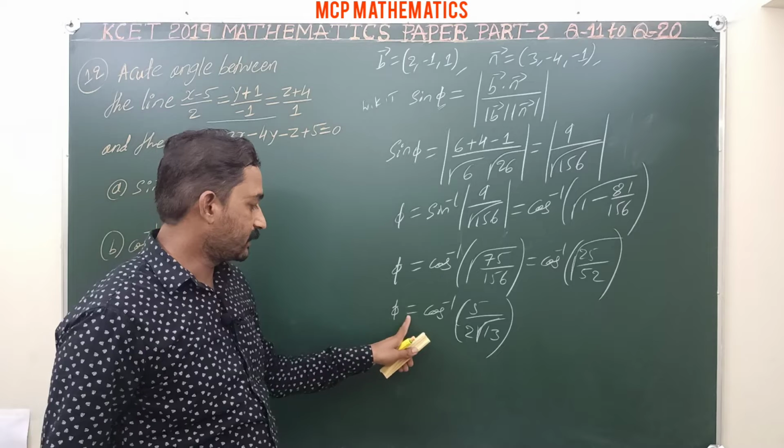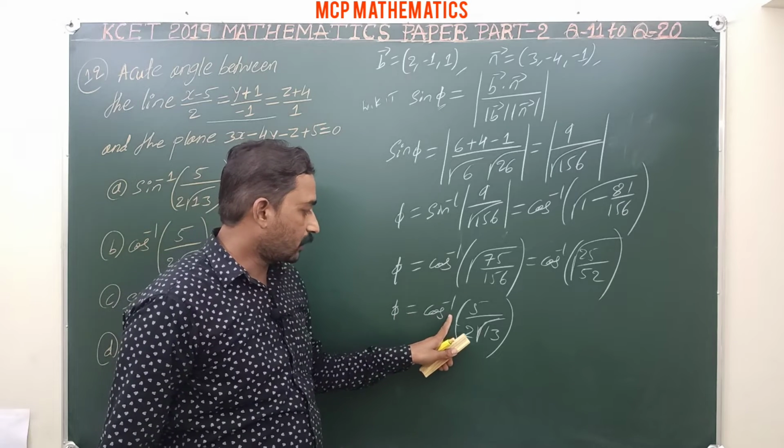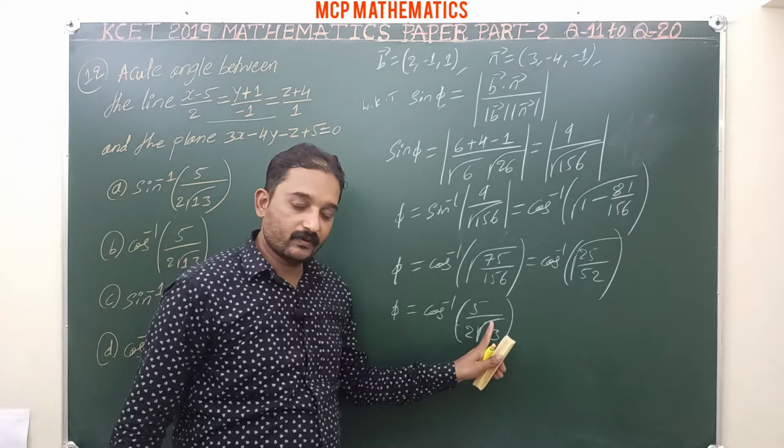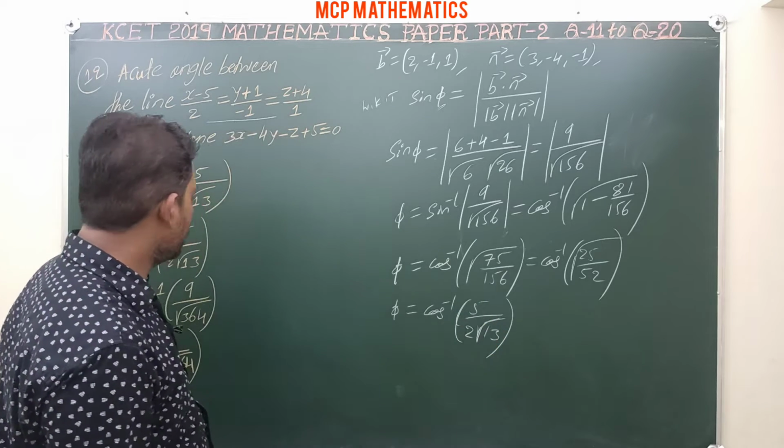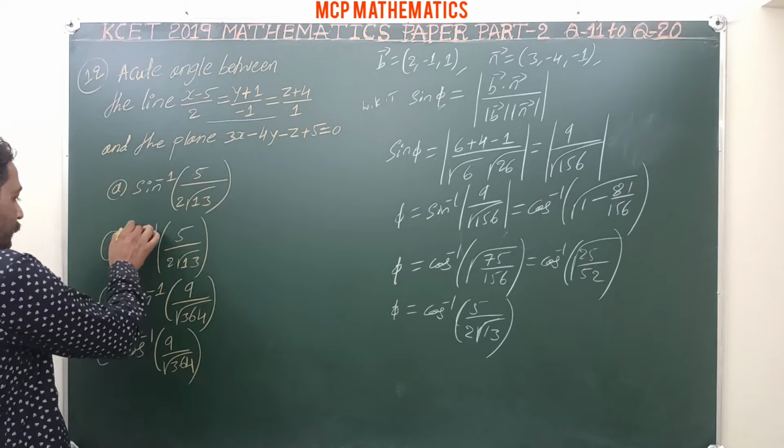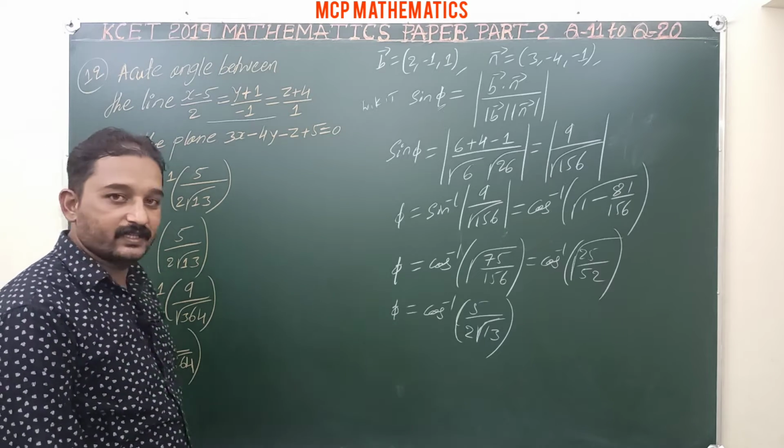So this is the required answer. So φ is equal to cos inverse of 5 divided by 2 root of 2 into root of 13. So this option matches with option B. So option B is correct in this case.